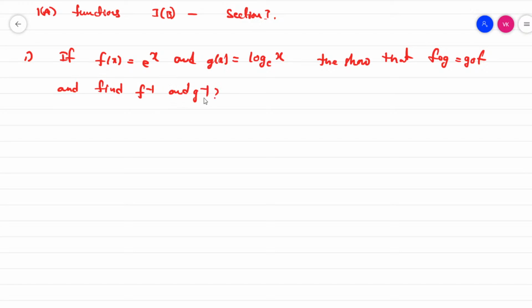So in this problem we have three parts. First of all, we have to show that f circle g is equal to g circle f, and second, we have to find the f inverse, and third, we have to find the g inverse. Let's go for the solution.